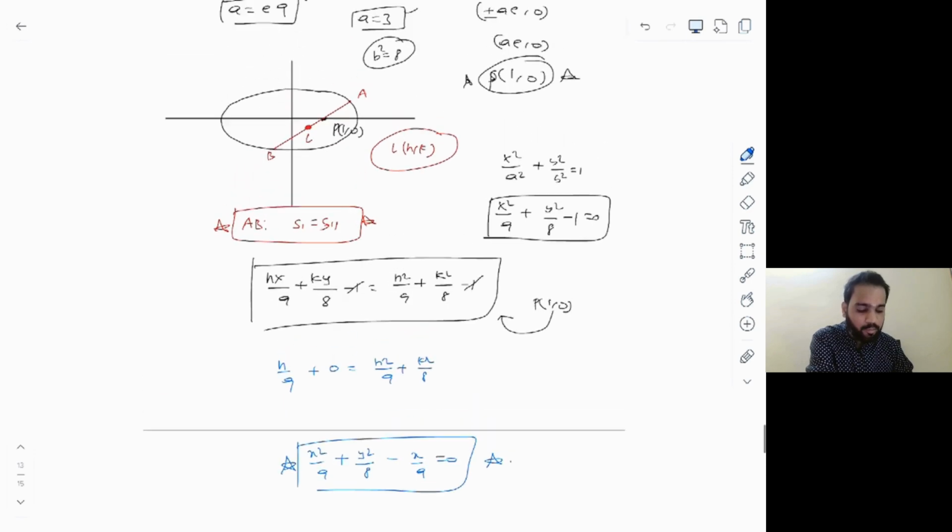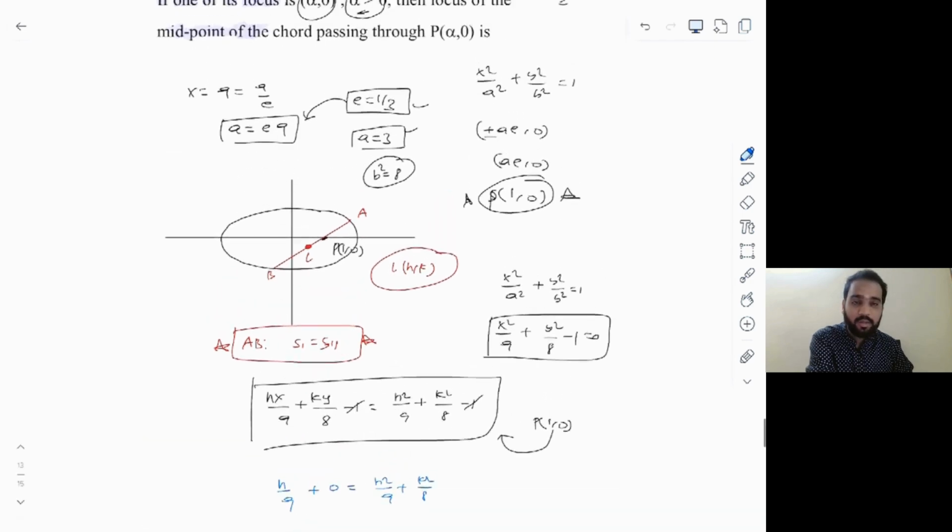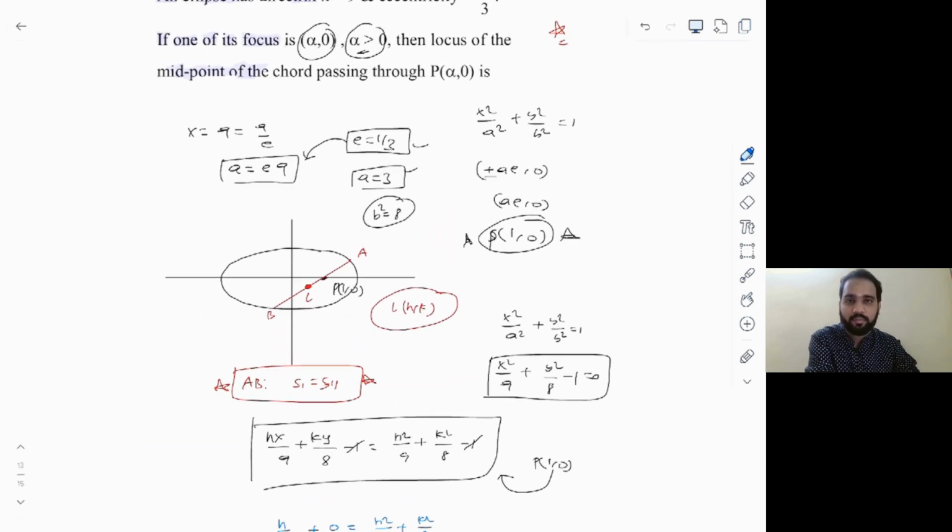So this is the interesting part, that is you need to get the idea of taking the midpoint as h comma k and then writing down the equation of AB is important using the formula S1 is equal to S11, and also after that you need to notice that the chord AB is also passing through the point 1 comma 0 as per the given question. Okay, so this is the question, right?